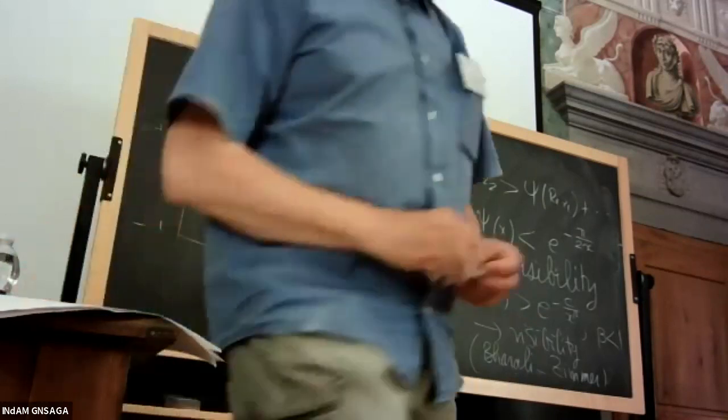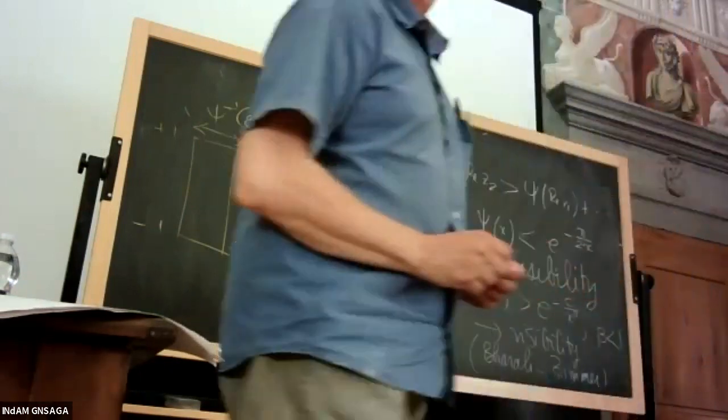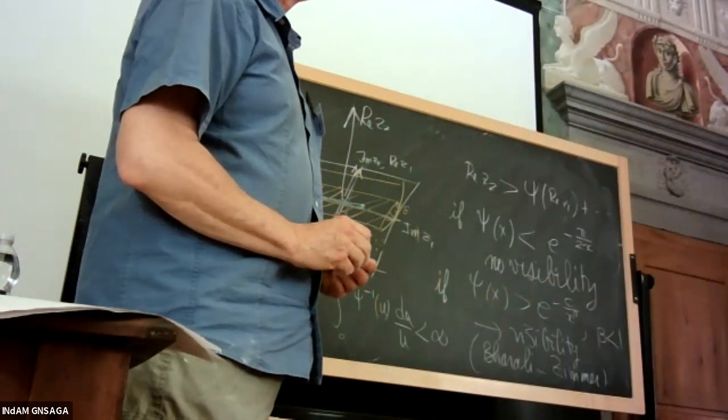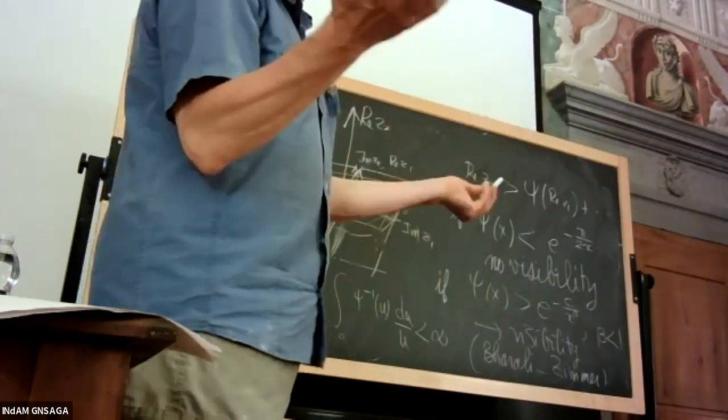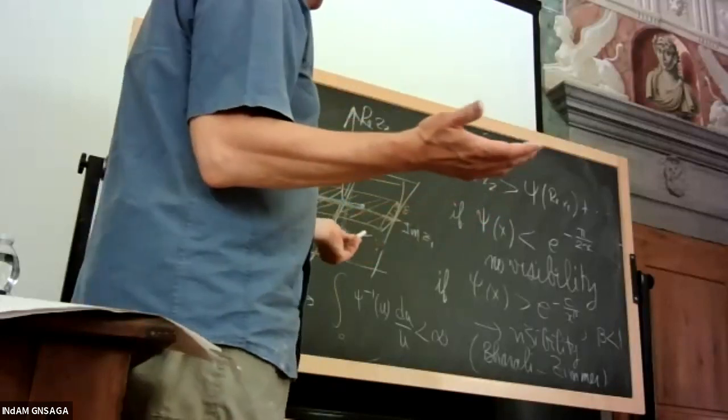Here is an example where the direct condition, the local condition, is not satisfied, but however we have visibility. Well, when we omit a finite number of points, such a simple example.